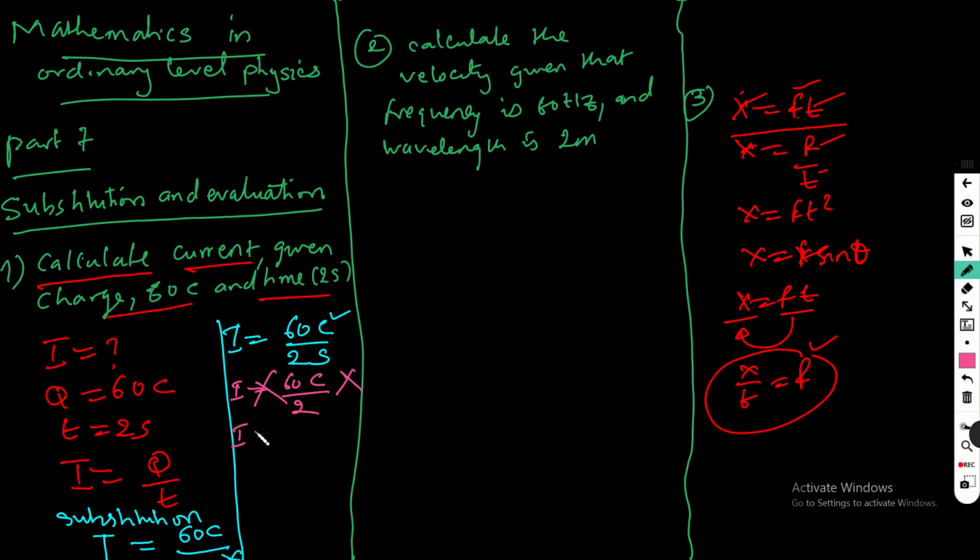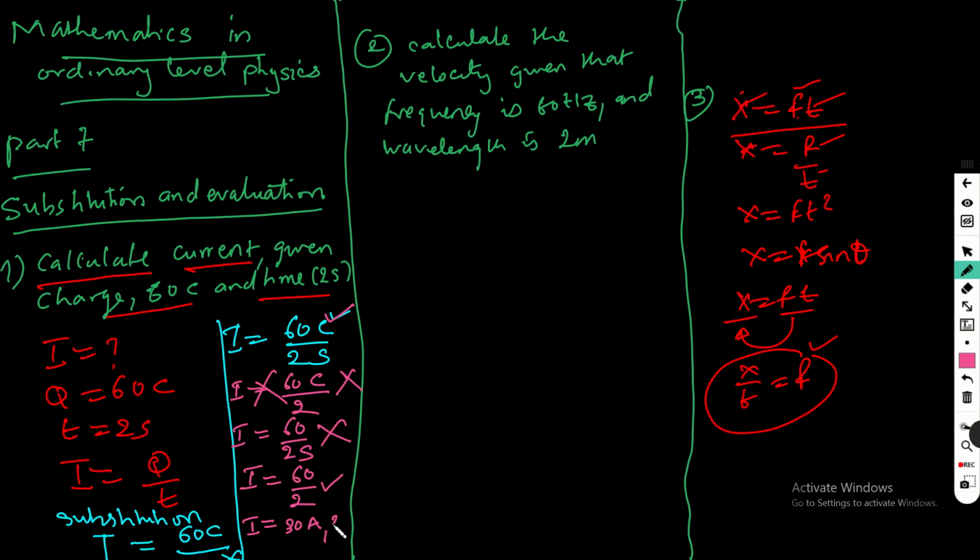And somebody writes 60 on 2 seconds. This one is wrong. Somebody writes I is equal to 60 on 2. They'll mark this one correct, and they'll mark this one correct. The substitution is right. But when you're doing it like this, the final evaluation should carry a unit. It is tricky. If I write my answer here, the first one, I will be equal to 30 amperes. The unit of current is amperes.